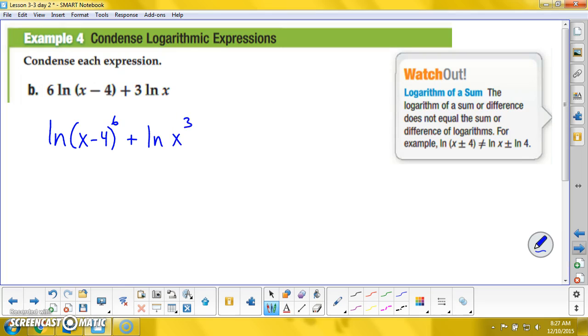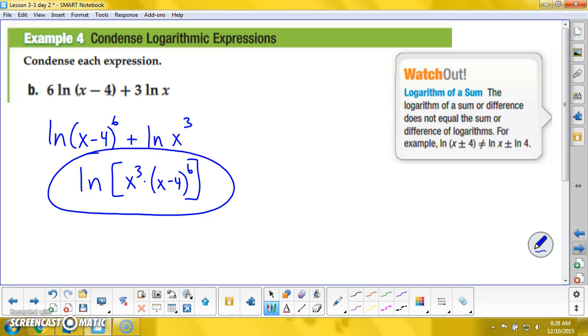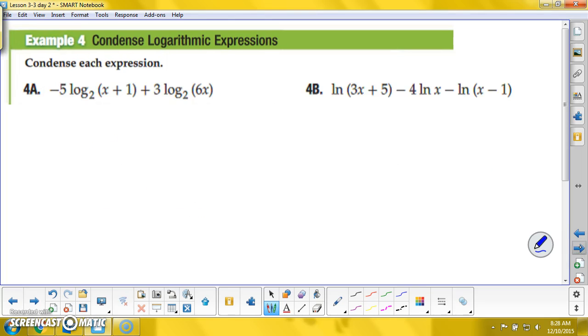Now we're going to put these two guys together because when two logs are being added, we'd multiply. And so that's going to give us x to the third times x minus 4 to the sixth. Using brackets on that, or you could just use double parentheses. So again, over here, what I was saying is that the natural log of x plus 4 does not equal the natural log of x plus the natural log of 4. It's kind of like if you would think of it as the distributive property. You cannot distribute logs into parentheses.